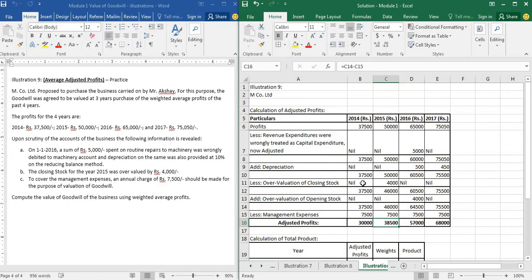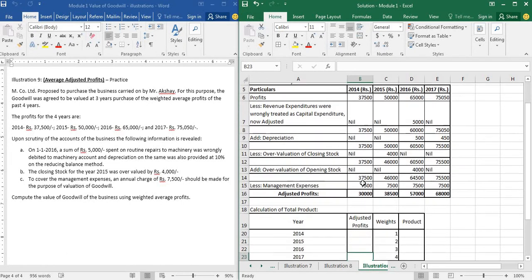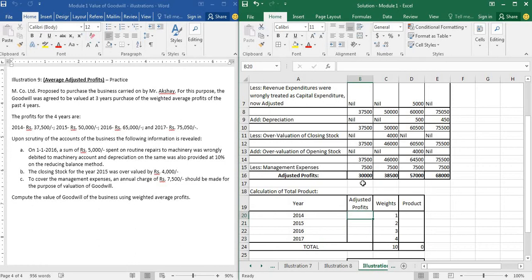So we got 30,000 and we got 38,500, then we got 57,000 and we got 68,000 as our adjusted profits for the respective years. So since we have found the adjusted profits, let us look at calculating the total product. The total product is nothing but adjusted profits into respective weights. Weights we have already been given. I had explained to you how we find weights if they are not given in the problem. We just start with one weight and ascend it by one every year.